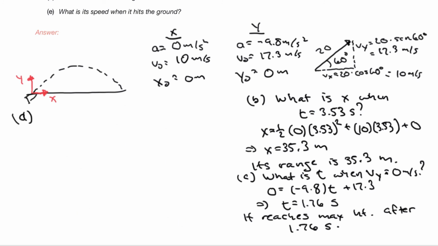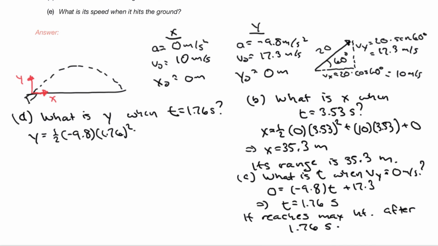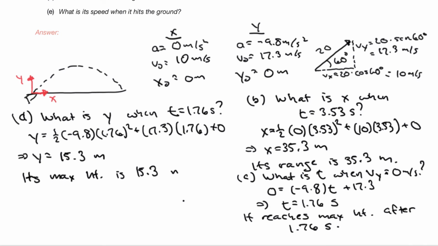In part D, we're asked to find what is the maximum height it attains. And now that we found the time, it's just a matter of writing down the question, what is y when t equals 1.76 seconds? We use our first kinematic equation, plug in our values, and solve. In this case, we find that the maximum height it reaches is 15.3 meters.